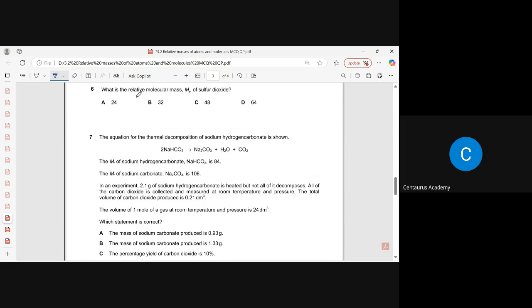What is the relative molecular mass of sulfur dioxide? Relative molecular mass is basically the terminology which we use for the molecular masses of covalent compounds. Okay, formula mass is used for ionic compounds. Yes, what is your final answer?